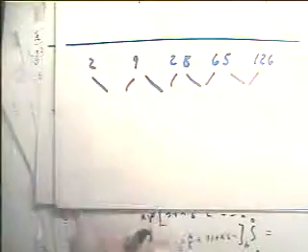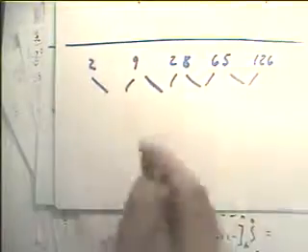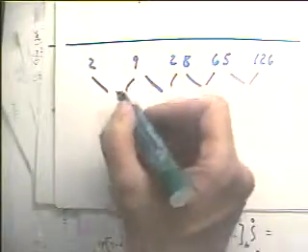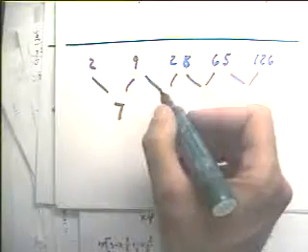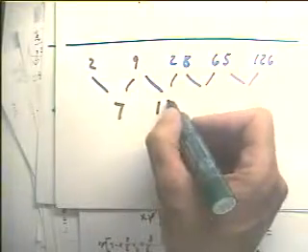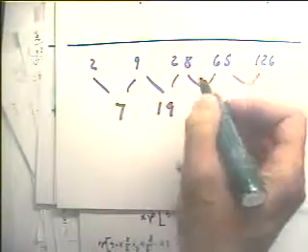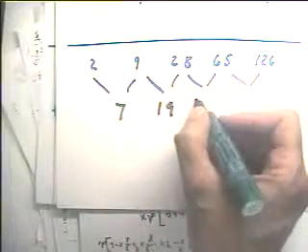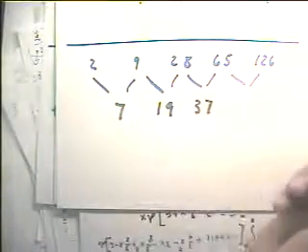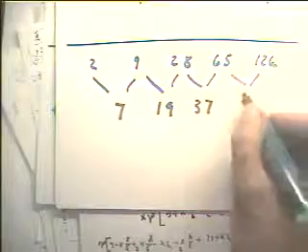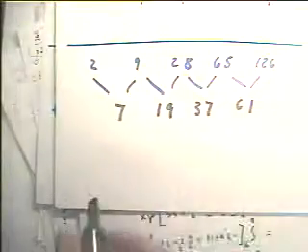Okay, let's try to apply the same technique to this sequence. Okay, from 2 to 9 the difference is 7. From 9 to 28 the difference is 19. From 28 to 65 we can subtract. We see that the difference is 37. And from 65 to 126 the difference is 61.